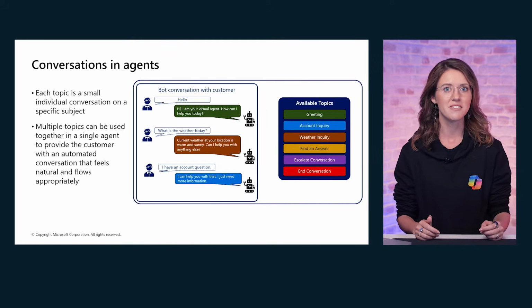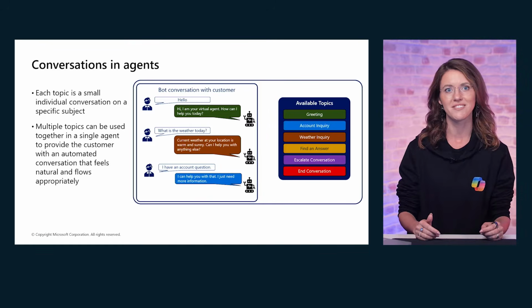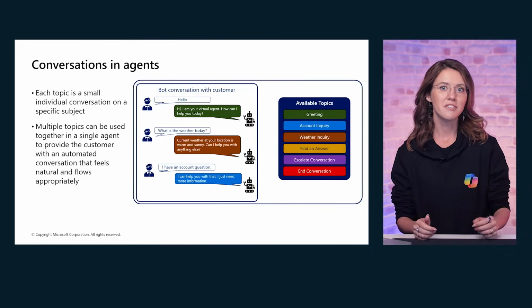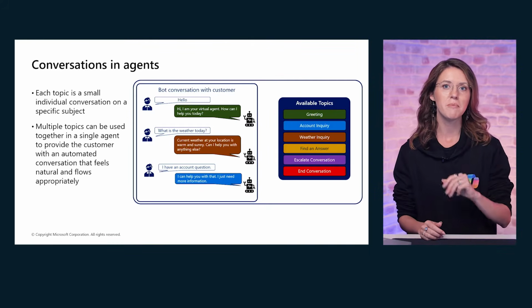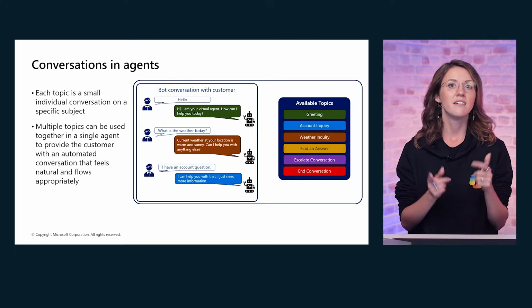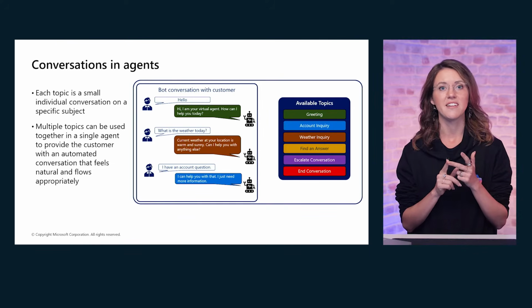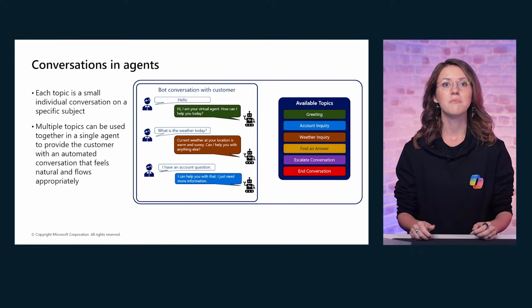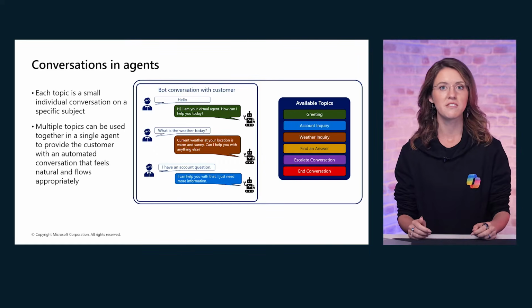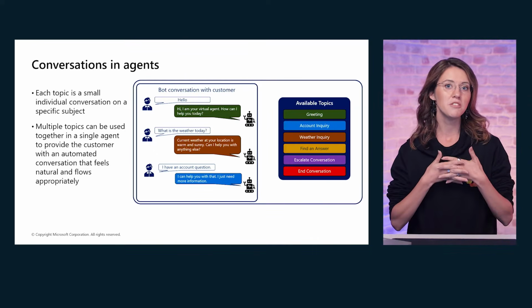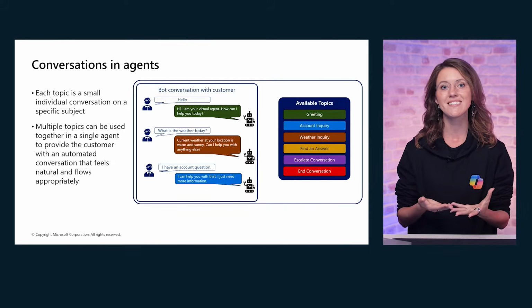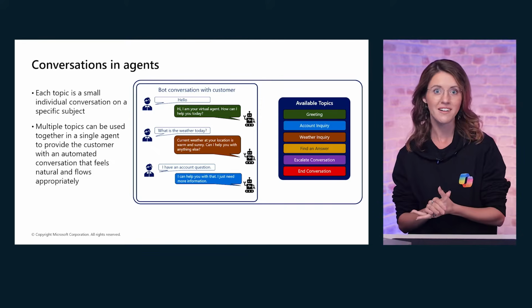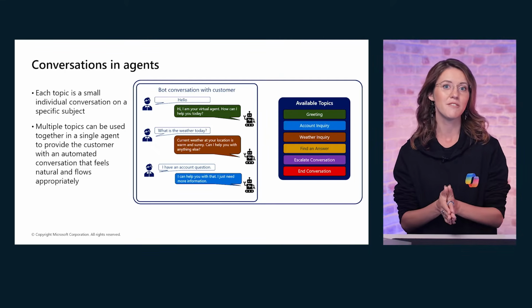Imagine a customer's interaction with a virtual agent as if they were chatting with a real person. Each conversation is unique, but they all share 3 main parts: the beginning, the discussion points, and the ending. Think of a topic as a mini conversation focused on a specific subject. By combining multiple topics, you can create an automated conversation that feels natural and flows smoothly, providing a seamless experience for the customer.